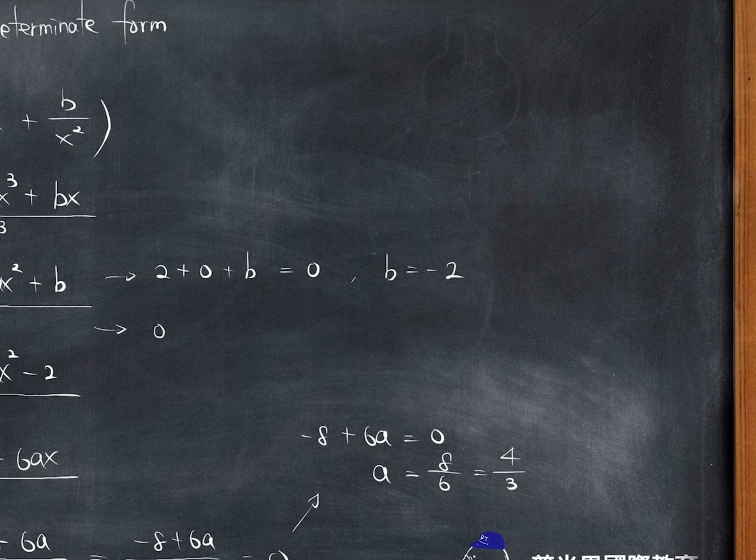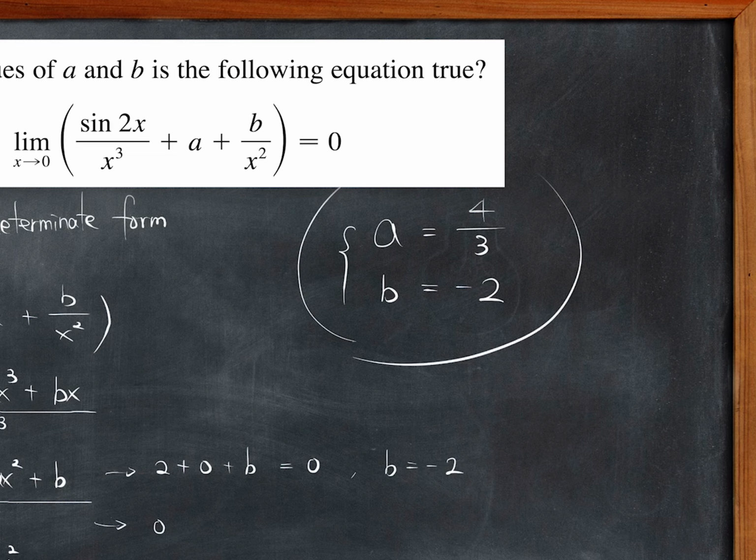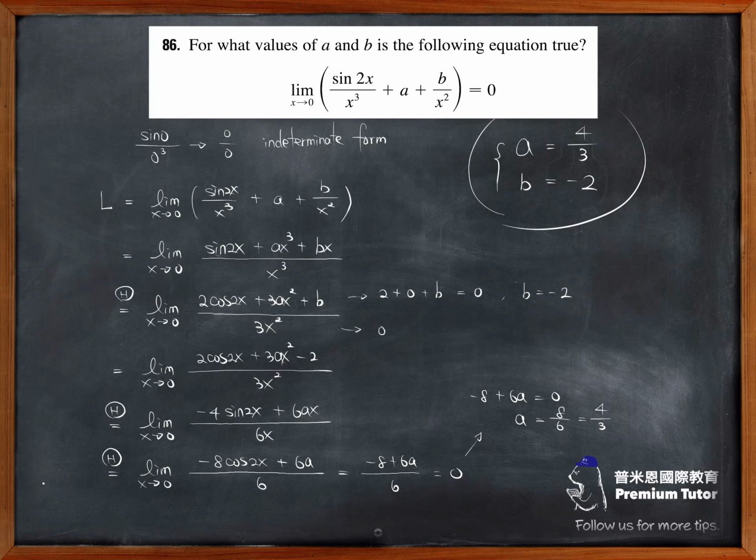Alright, so the answer to this question is a equals 4 over 3, and b equals -2. That's how you use L'Hopital's rule to solve this kind of question involving indeterminate forms.